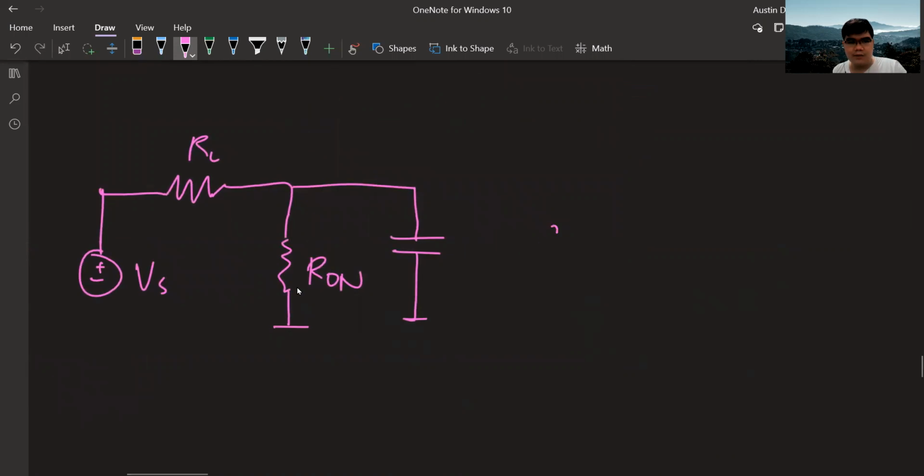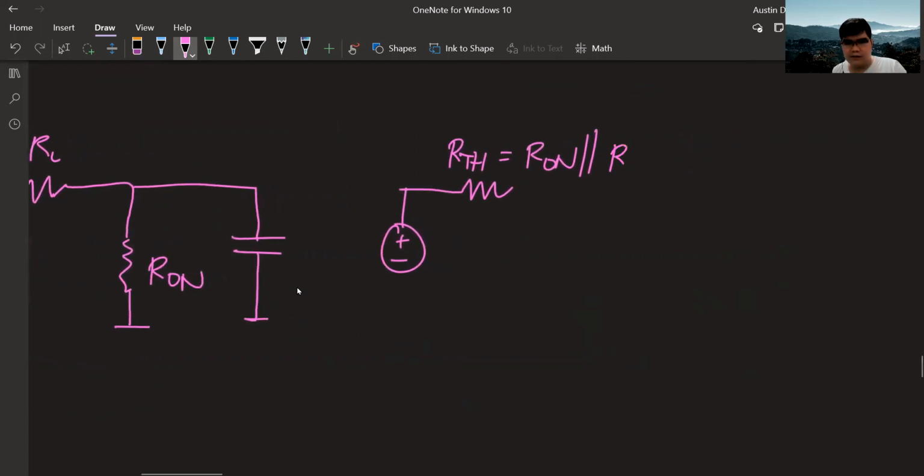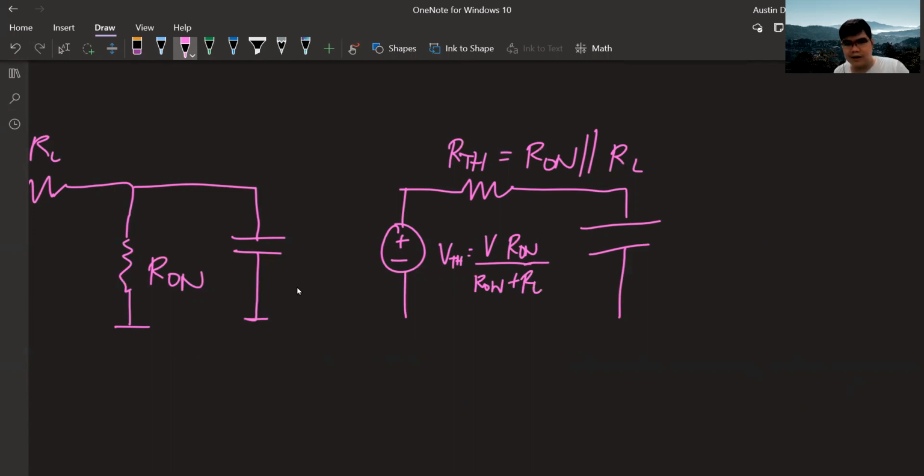Circuit. So this becomes RTH would be R-on parallel to RL. And then there's the capacitor. And then VS would be the voltage VTH, sorry. VTH is your V times R-on over R-on plus RL. Okay? You get why it became like that.